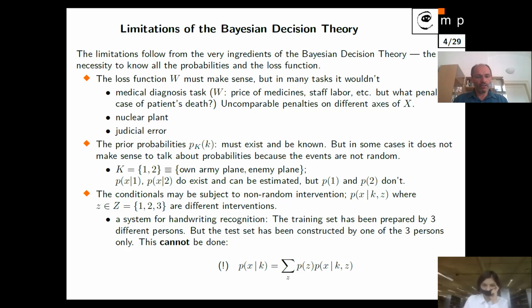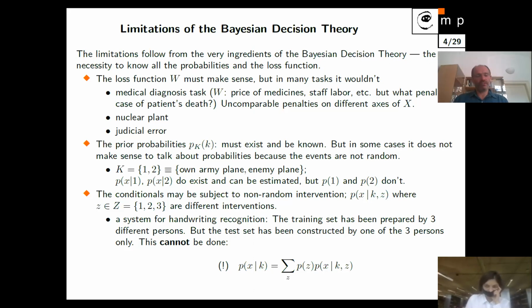So that's loss. We can have some other problems, and these are related to the statistical model. And I show this here in a case of, let's say, a military installation, which has to decide whether to shoot down a plane or not.